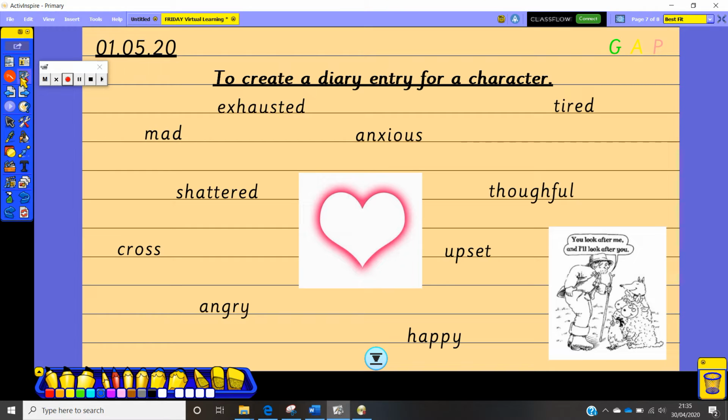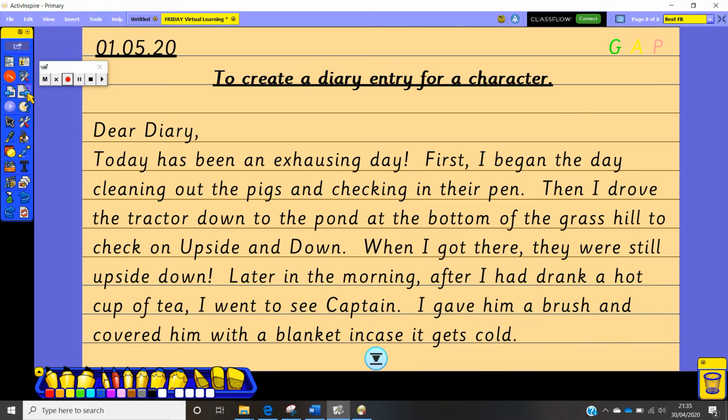So we're going to have a look at a diary entry for Farmer Rafferty. Whilst I'm reading, see if you can spot any language features that we use when we are doing our writing. See if I have made any mistakes to try and trick you, and we'll go from there and we'll have a look at the end.